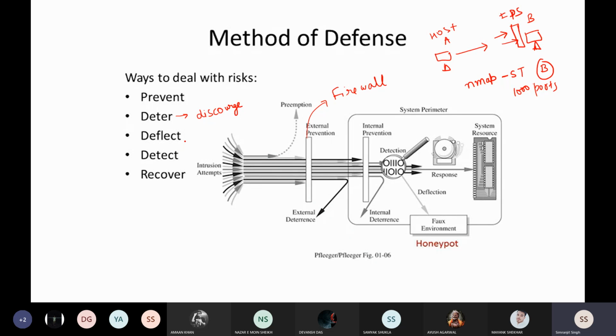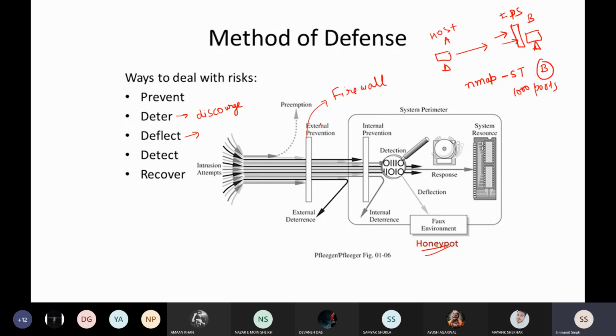Another thing is deflect. You can put a honeypot server here. You place a false server alongside your actual server, fooling the attacker into thinking they have gained access to a server. That is referred to as a honeypot server. Whatever attacks the attacker tries on this honeypot server will be contained in it, so it cannot go beyond that. This is the advantage of deflect.